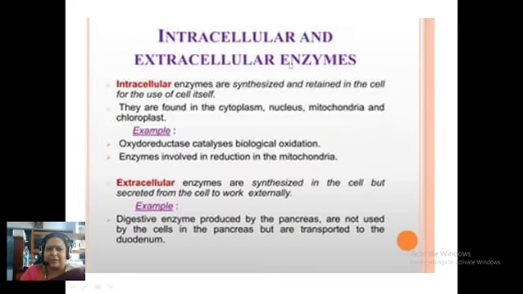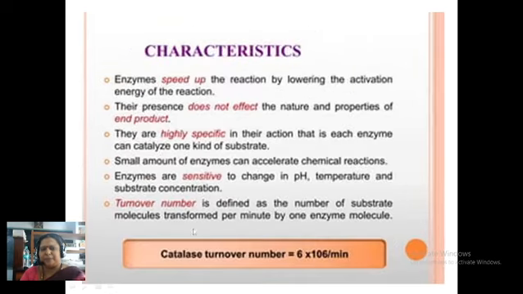Intracellular and extracellular enzymes. Intracellular enzymes are synthesized and retained in the cell for the use of the cell itself. They are found in the cytoplasm, nucleus, mitochondria, and chloroplast. For example, oxidoreductase catalyzes biological oxidation. Extracellular enzymes are synthesized in the cell but secreted from the cell to work externally. For example, digestive enzymes produced by the pancreas are not used by the cells in the pancreas but are transported to the duodenum.